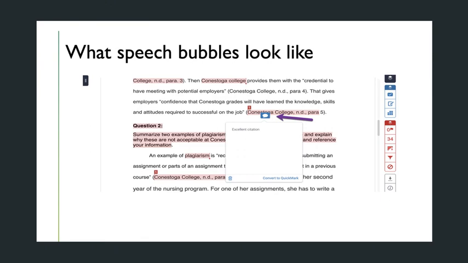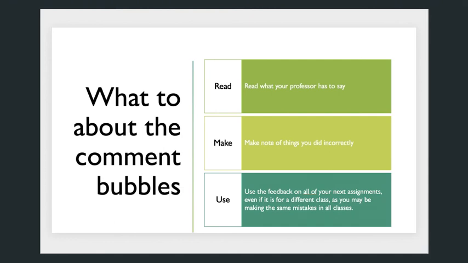It can be something as simple as excellent citation, or what is your source? Your in-text citation is incorrect. Good paragraph, strong topic sentence, or any number of things. But all you have to do in order to view the comment is click on the speech bubble. Now, once you have the comments in the speech bubble, that means the assignment has already been graded.